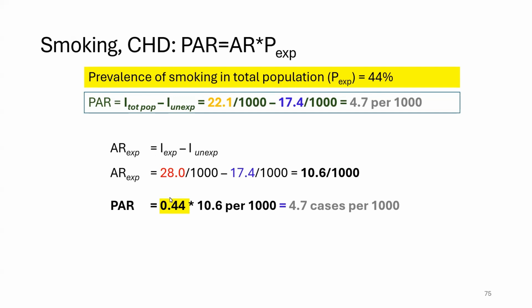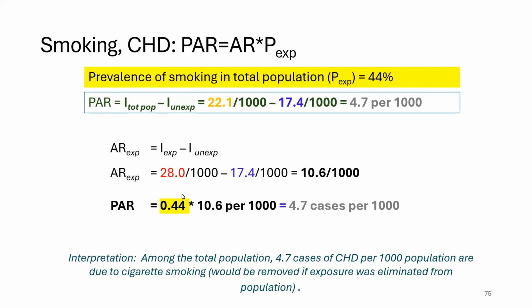So again, our attributable risk is incidence in the exposed minus incidence in the unexposed. And then we multiply this by the prevalence of the exposure, so 44. And that gives us 4.7 cases per 1,000, which is the same answer we got through the first method. So we can interpret this by saying, again, that among the total population, 4.7 cases of coronary heart disease per 1,000 people is due to smoking, or would be eliminated if exposure to smoking was eliminated from the population.